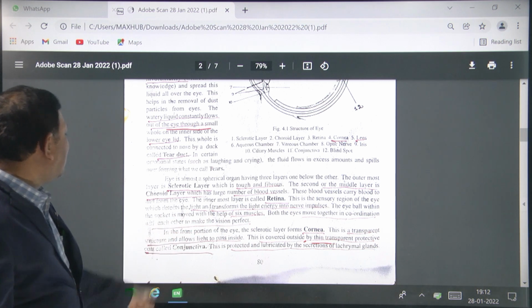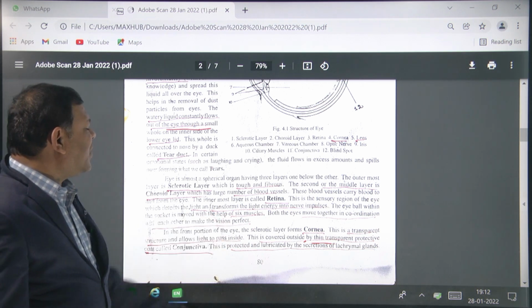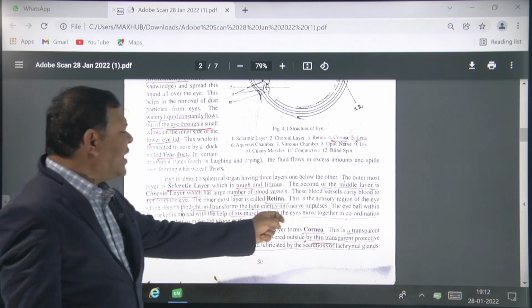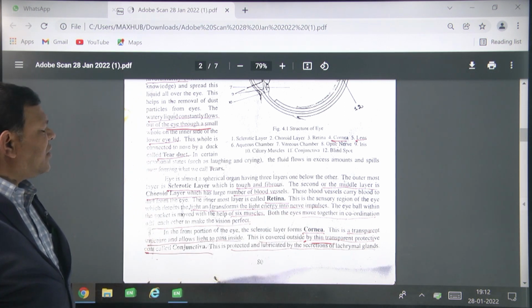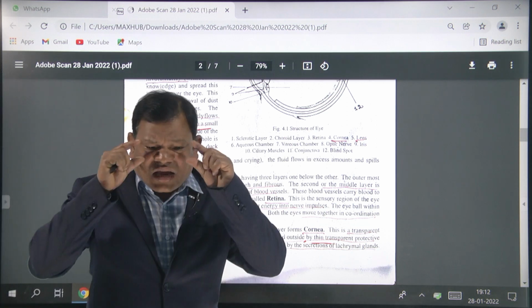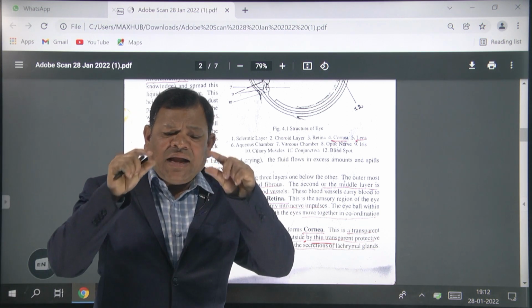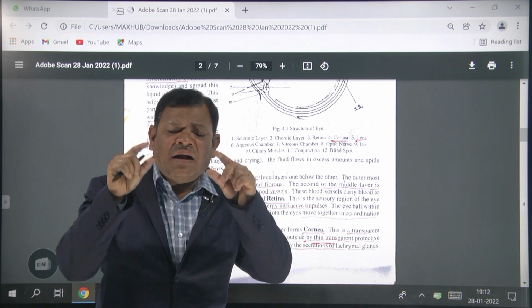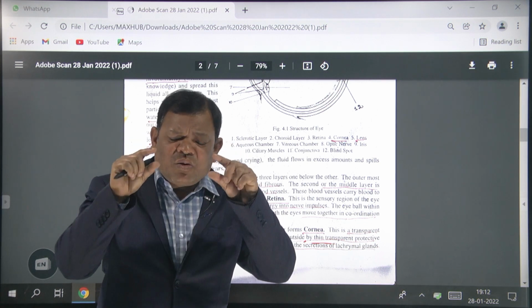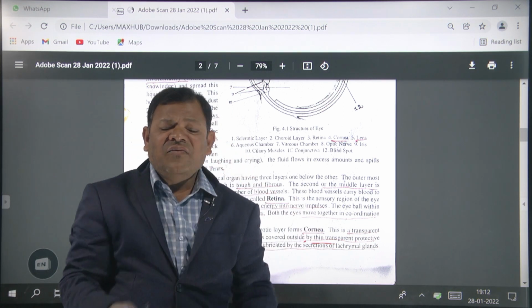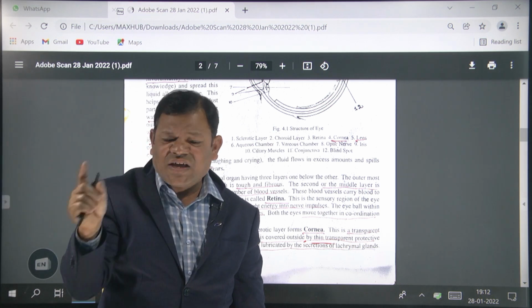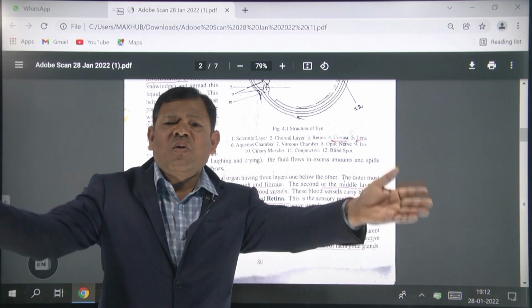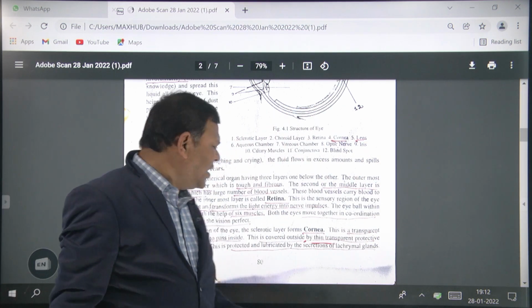The eyeball within the socket is moved with the help of six muscles. Both the eyes move together, in coordination with each other, and make the vision perfect. Actually, we are looking with two eyes, and two images are formed. When we look, we see two images, but as a whole we perceive only a single image.